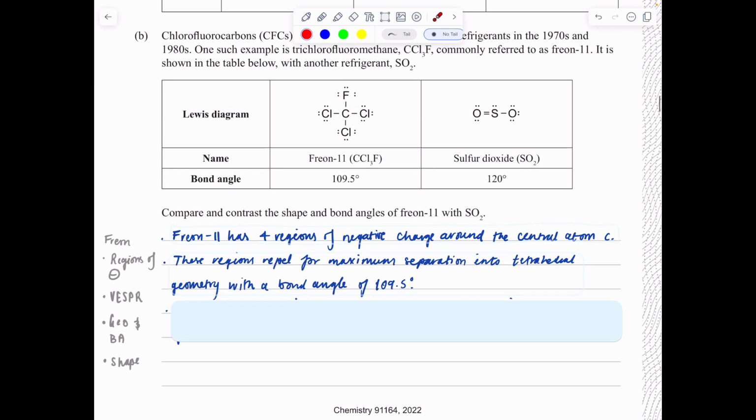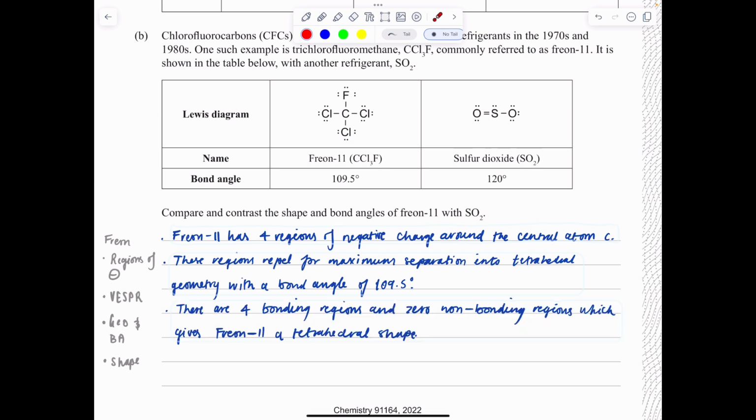Finally, we are going to talk about the shape. Remember, shape and geometry are different. Geometry is based on the negative regions. Shape is based on the number of bonding pairs and non-bonding pairs. So finally, there are 4 bonding regions and 0 non-bonding regions, which gives Freon 11 a tetrahedral shape, which is the same as the geometry.